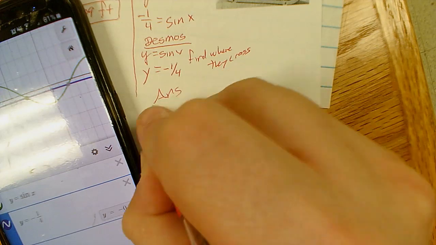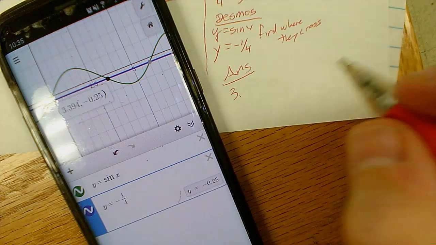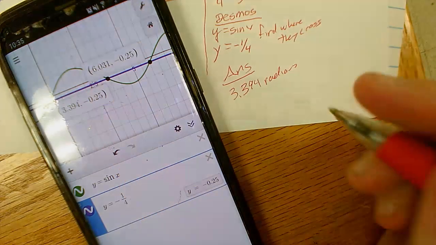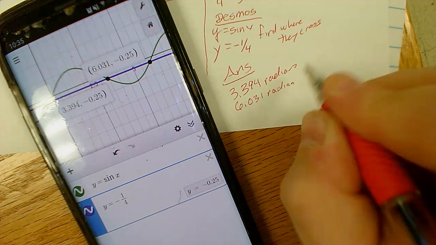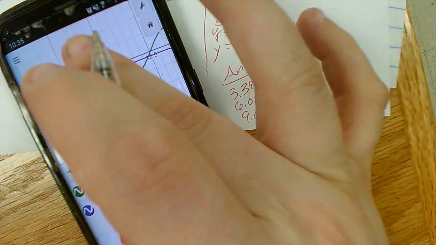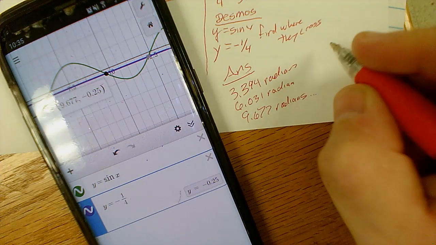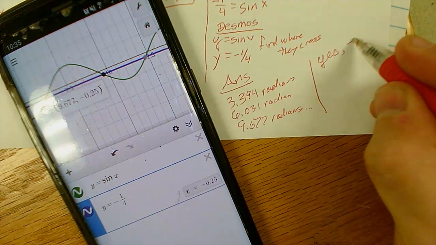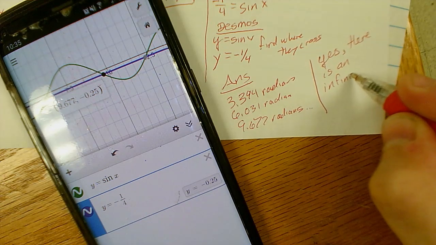One possible answer, the fan has rotated 0.394 radians. But if I go over here, we could say 6.031 radians, and if I keep going, it keeps crossing in that spot, 9.677 radians, and this could continue forever. So this next question, can there be more than one answer? Yes. There is an infinite number of answers that could work for this.